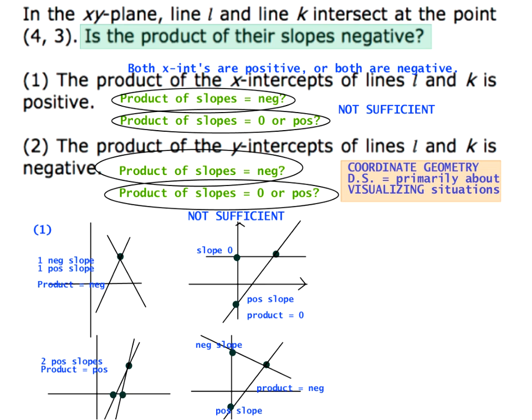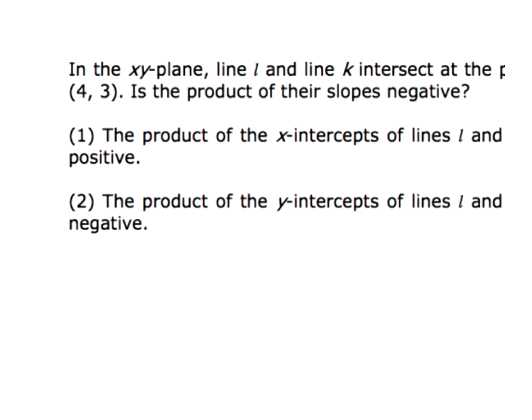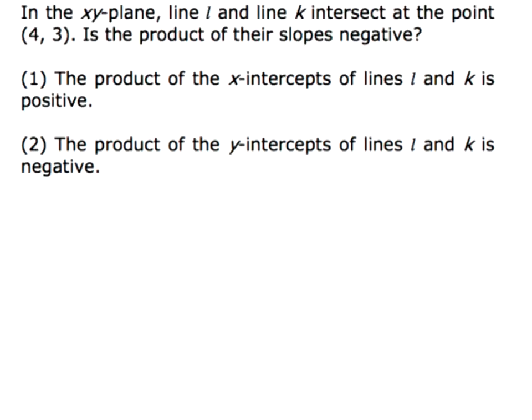So now we know the product of the x-intercepts is positive, and the product of the y-intercepts is negative. So let's take this to the next page, because we are sort of running out of space here. Okay, combined. So again, let's put those things that we're trying for again. So we want product of slopes equals negative, product of slopes is 0 or positive.